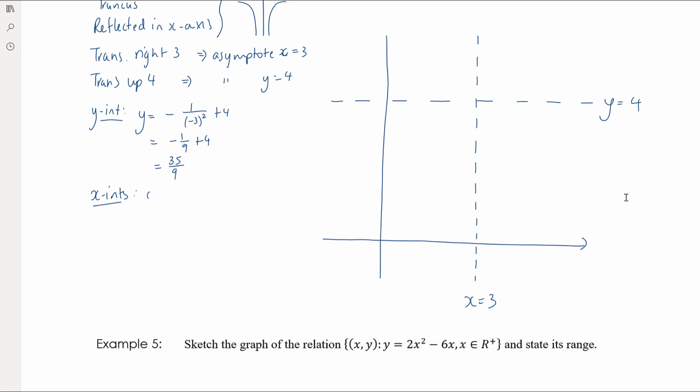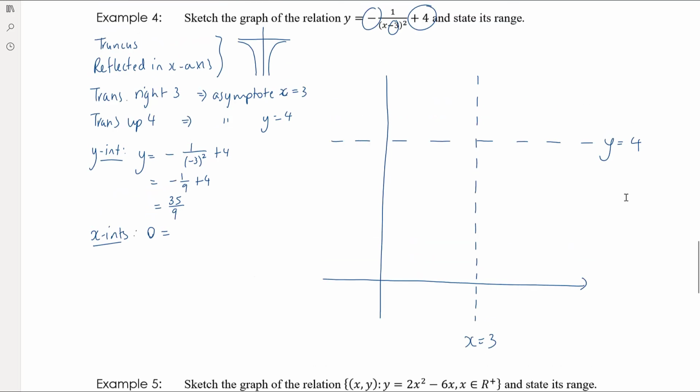X-intercepts, we let y equal 0. So we get -1 over (x minus 3) squared plus 4. Now, yes, you could subtract 4 from both sides, but then you'll have negatives on both sides, so let's instead add the fraction. So we're going to get (x minus 1) on (x minus 3) all squared equals 4.